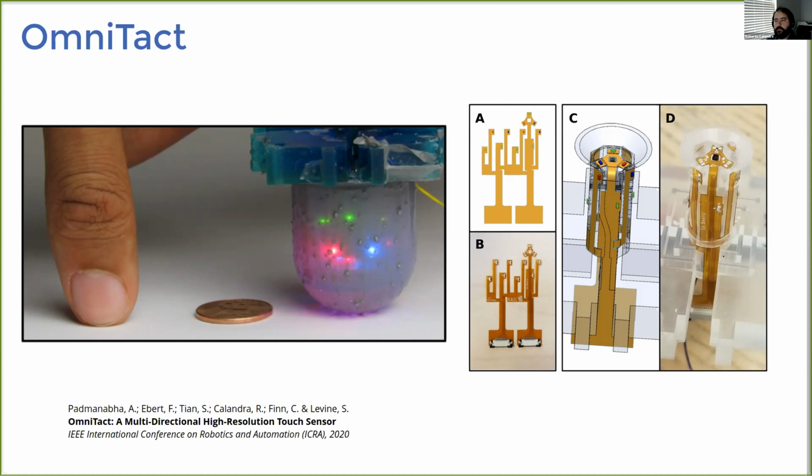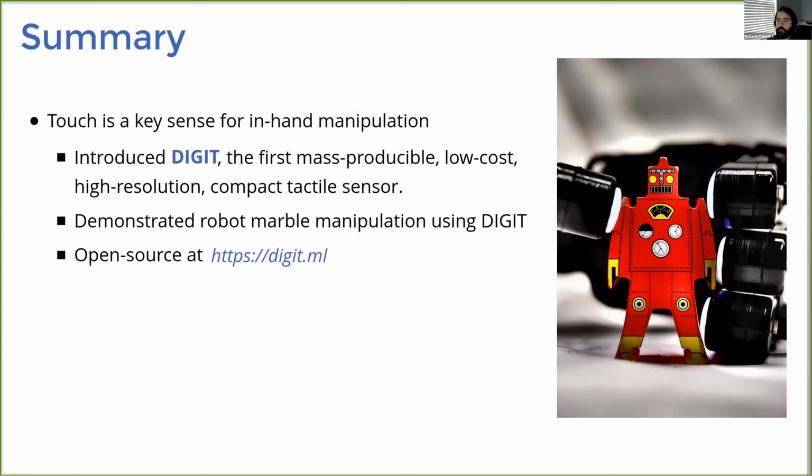So if you go to digit.ml, you will find all the mechanical files, electronics, binaries of the firmware, and a Python interface. Tomorrow, the paper will also be posted on arXiv. It's already posted on ICRA20, but on arXiv, it's going to be more accessible. And in the next days, we also plan to publish CAD files for 3D printing adapters for DIGIT for the most common parallel jaw grippers on the market.